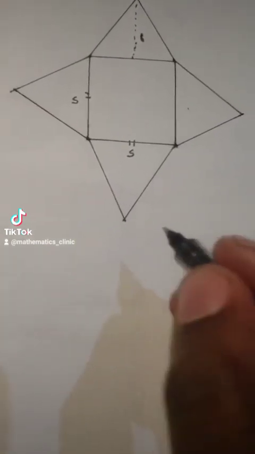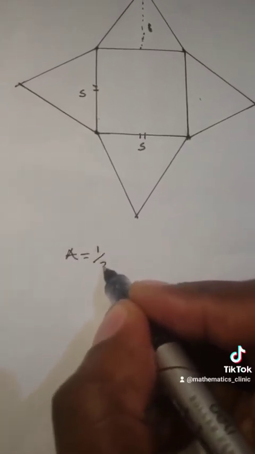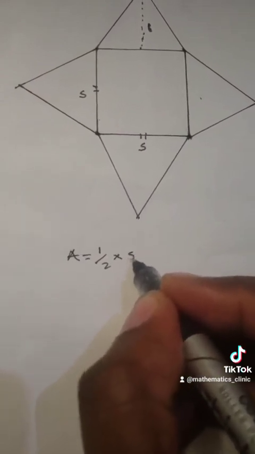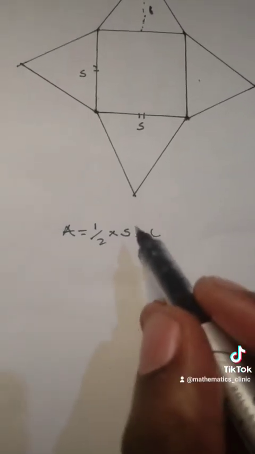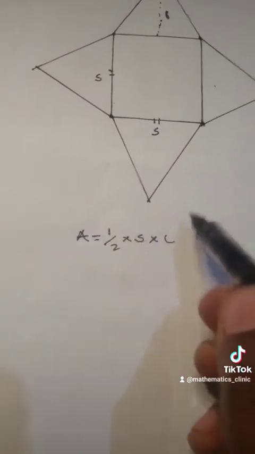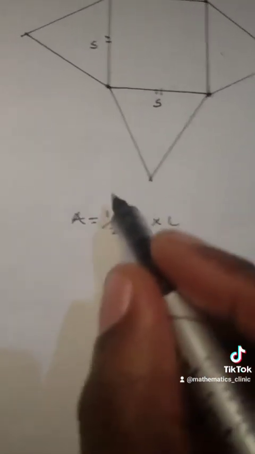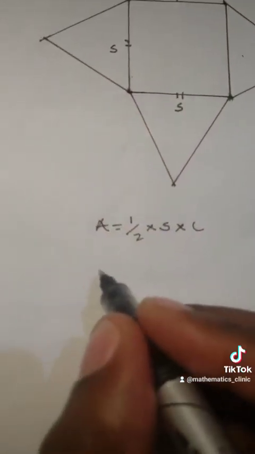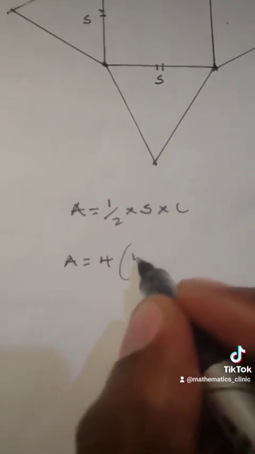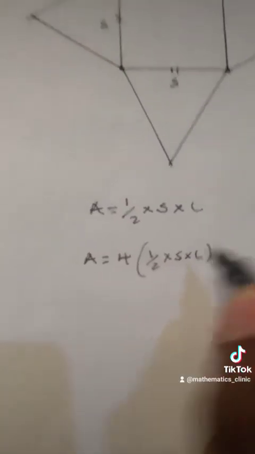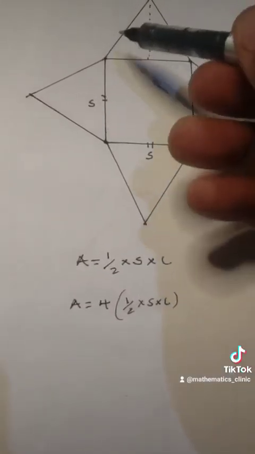So we are going to use the formula. The area of a triangle is equal to half times, in this case, S times L, our slant height. If it was a base, we would have said half times B times H, which is height. But now we are using S times L. So this is for 1, but now we have 4. That means our area of the triangles is equal to 4 times half times S times L. So these 4 cater for the areas of this triangle, that triangle, that triangle, that triangle.